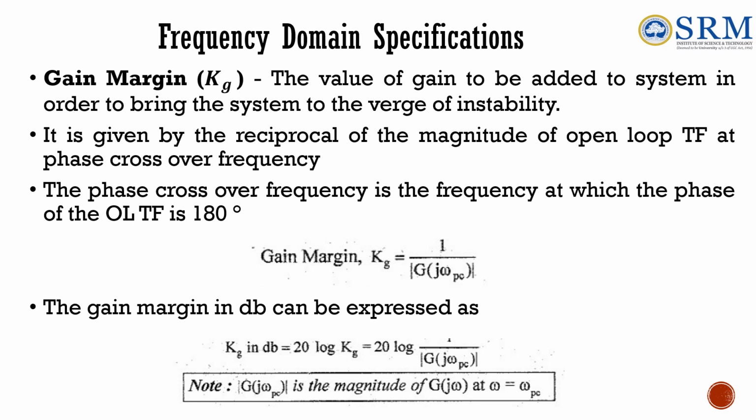The gain margin in decibels can be expressed as Kg equal to 20 log Kg. So here Kg is 20 log 1 by magnitude of G of j omega at omega pc, where omega pc is the phase crossover frequency.